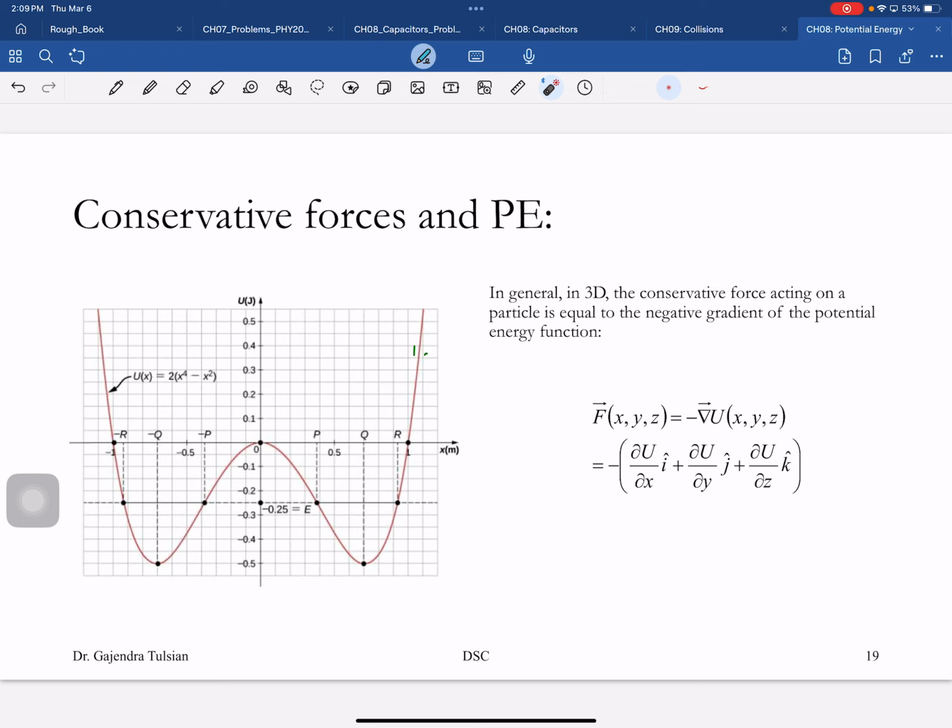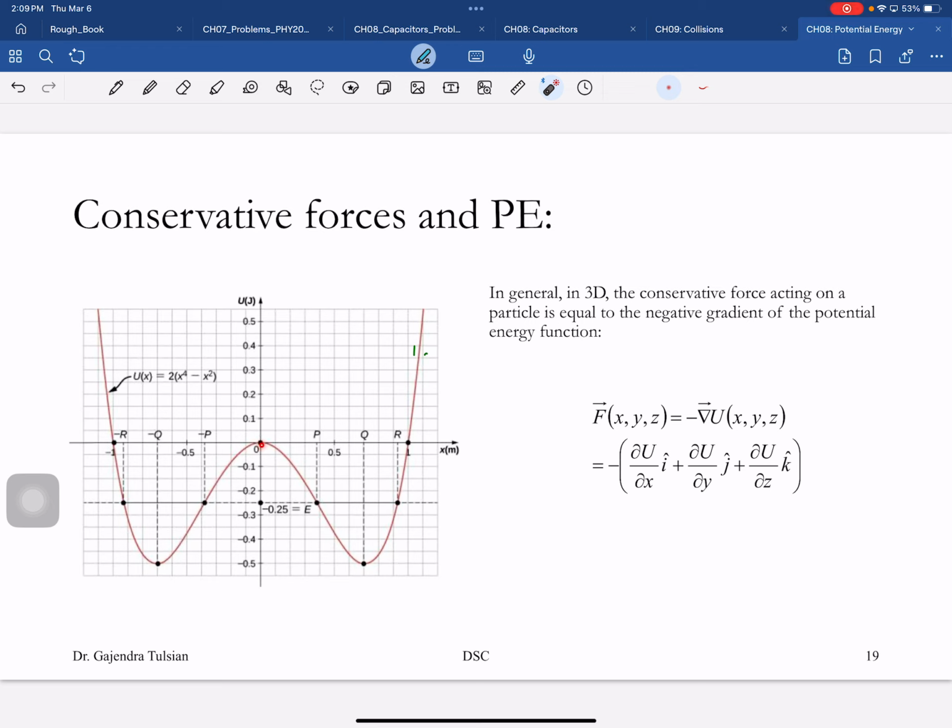All right, so let's make sure we understand this. Let's say I go to the right of this equilibrium point. At this point, dU by dx is positive. The negative of that will give you a force in this direction. If I go to this point, dU by dx is negative. The negative of that will give you positive. The force is in this direction. If you move away from this point, the forces that come into play are restoring forces.